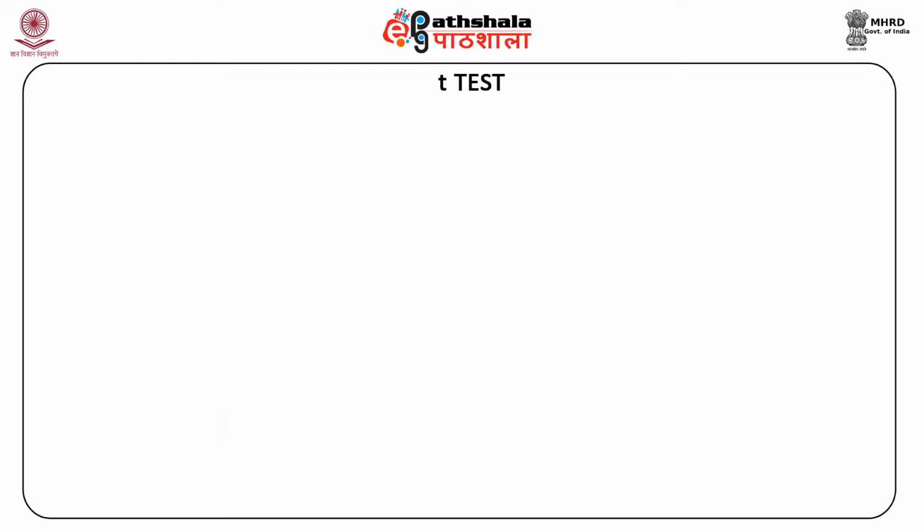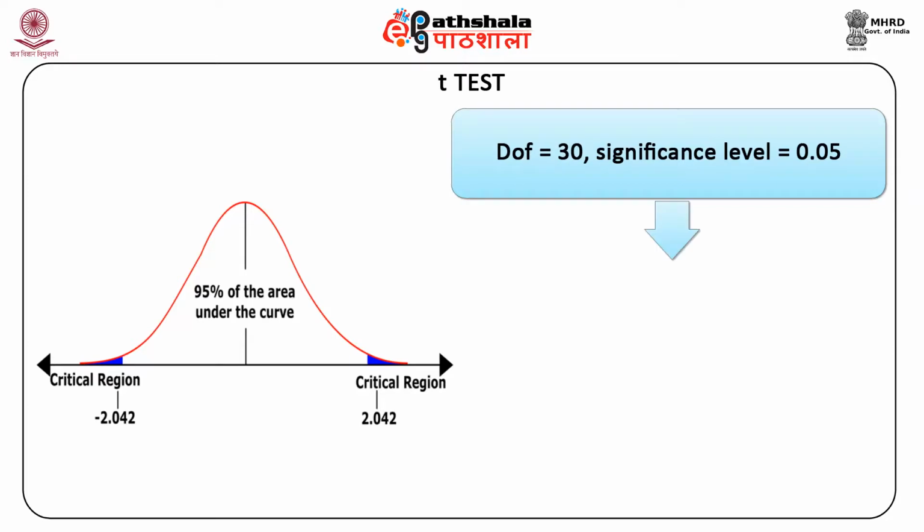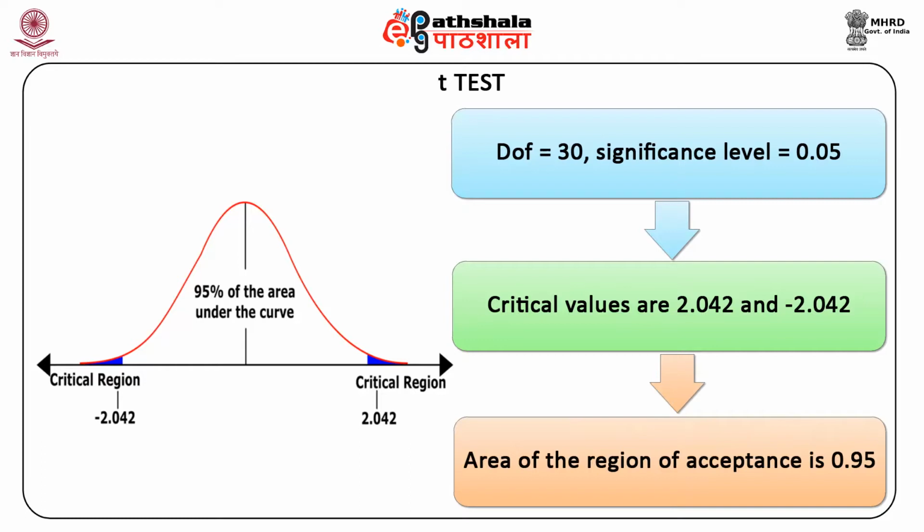We shall now understand t-test graphically. The diagram shows a student's t-distribution with 30 degrees of freedom. For a two-tailed test with a significance level of 0.05, the critical values are 2.042 and minus 2.042, and the critical region is the area marked to the left and the right of these critical values. The combined area or the shaded portion of the critical region is 0.05. The area of the region of acceptance is 0.95.